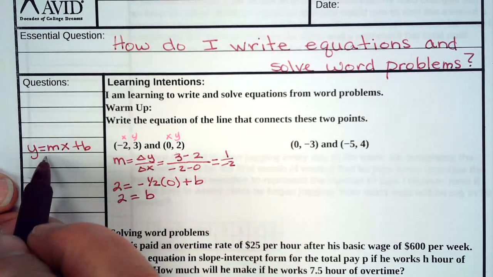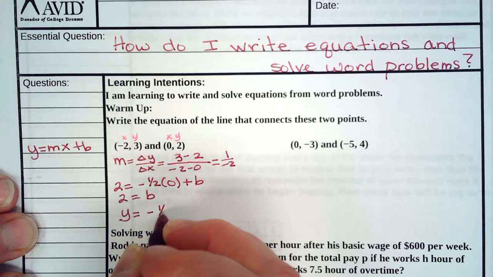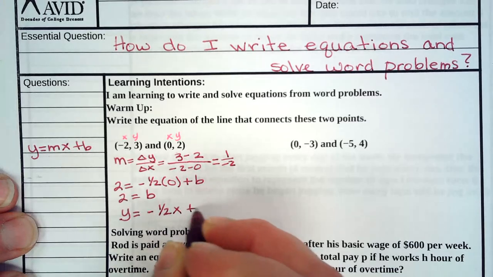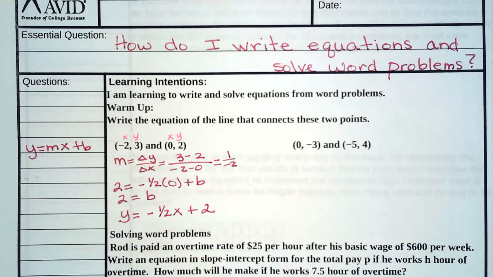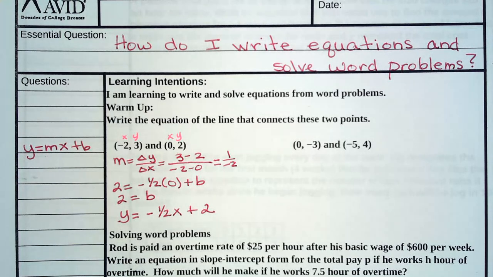I use my equation up here. Y is equal to negative 1/2 x plus 2. And I'm done. Was that the answer you got when you tried on your own? If you didn't try on your own, pause now and try the second one.